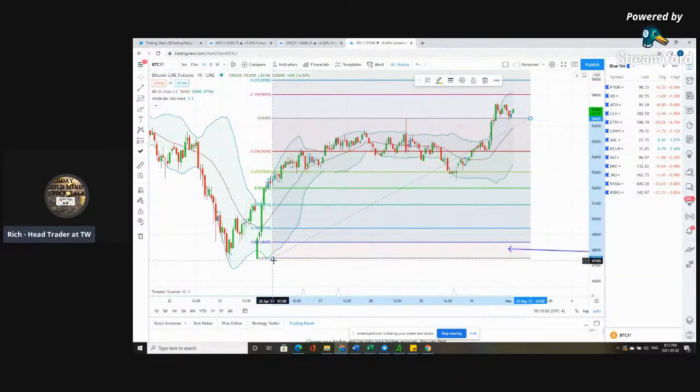Okay. And then here is an example of last week's action. So we were trending pretty strong. And then we had this inverted hammer. We pulled back to the 382 and we explode.